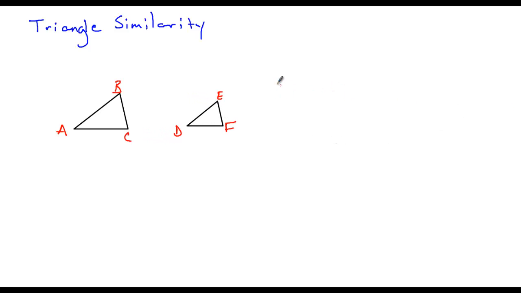What we're going to work with is something called the angle-angle similarity postulate. If we have two congruent angles in two triangles, then the triangles are similar.